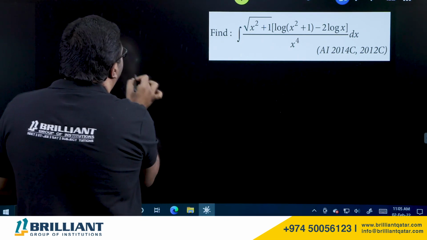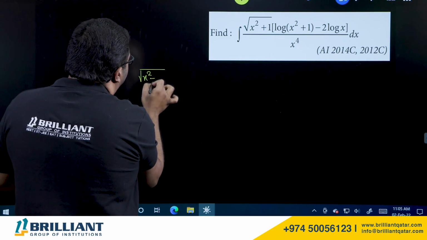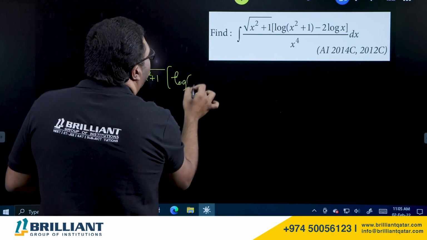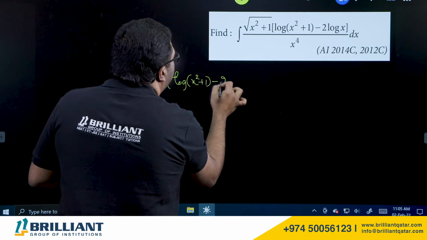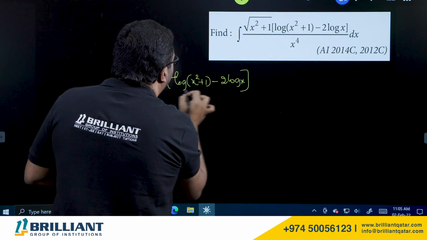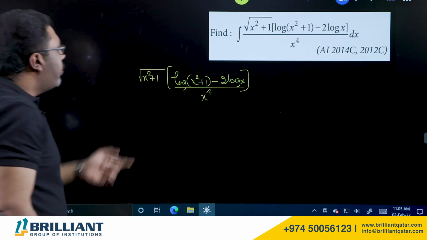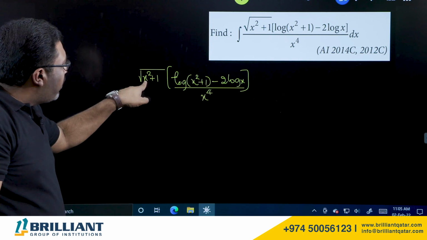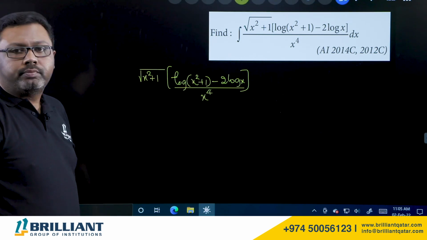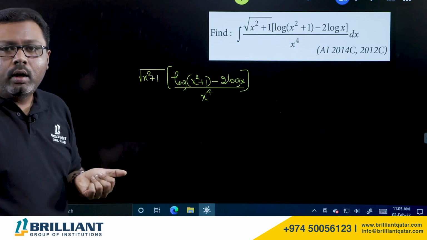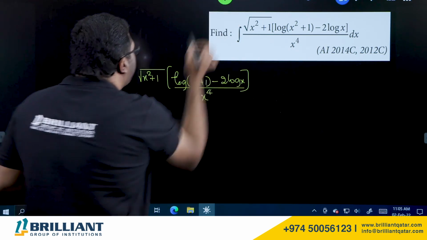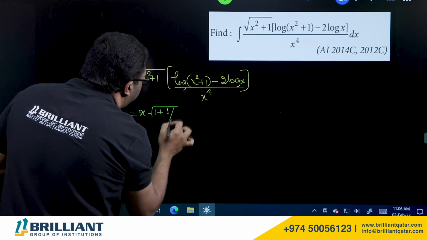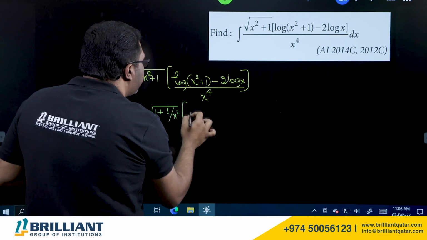My simplification is, I have the square root of x squared plus 1, and inside that I have log of x squared plus 1 minus 2 log x, divided by x power 4. So what we are going to do is, we are going to take x squared common out from these two terms which have x squared plus 1. When you take x squared common out, from the square root it becomes x, and this is going to become 1 plus 1 by x squared. And this is going to be x squared again out.